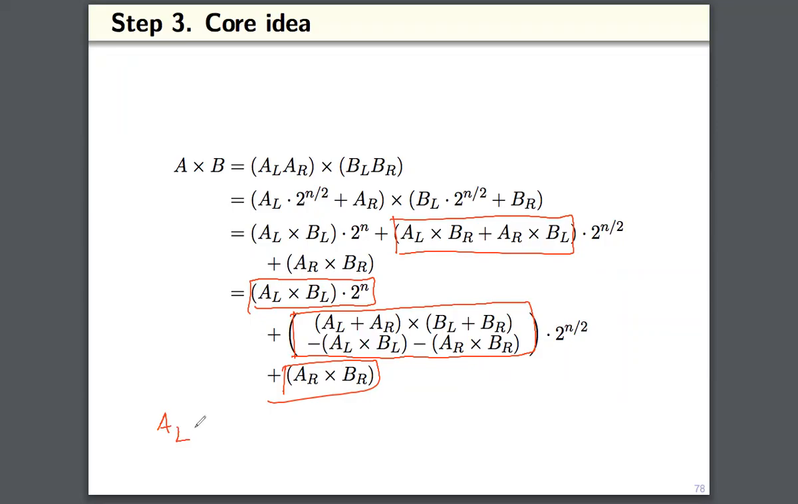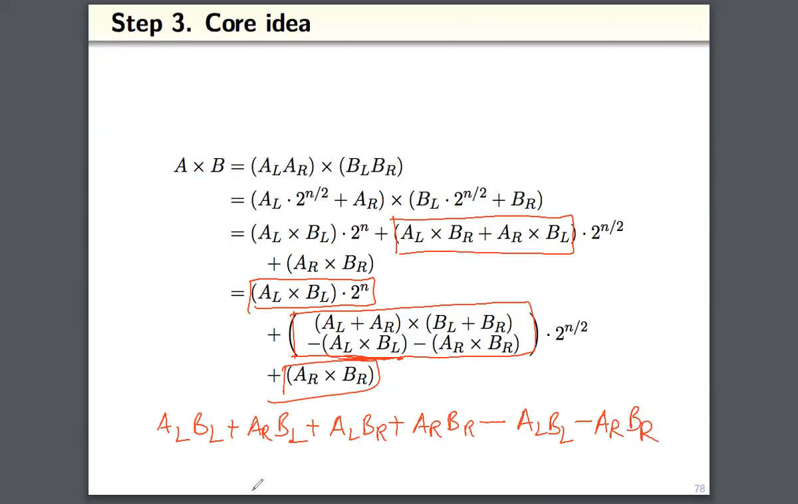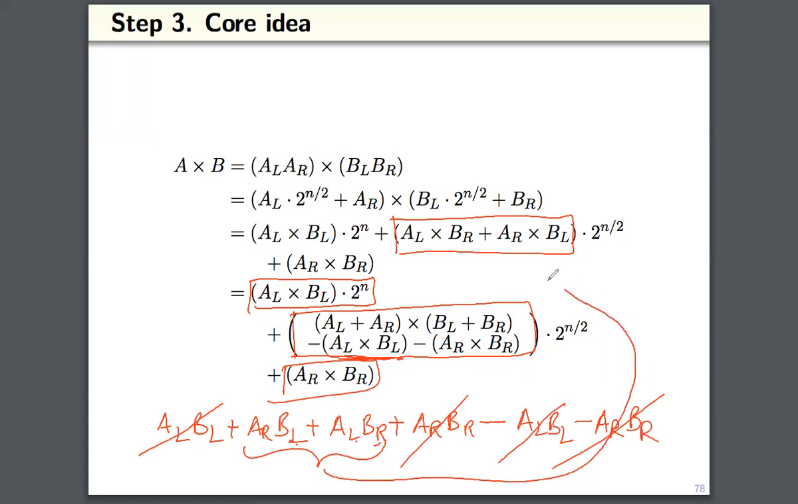AL BL plus AR BL plus AL BR plus AR BR minus AL BL minus AR BR. We have this, right? This is what we have. AL BL cancels out. AR BR cancels out. Whatever we are left with is AR BL plus AL BR. That is the same as this expression, isn't it?